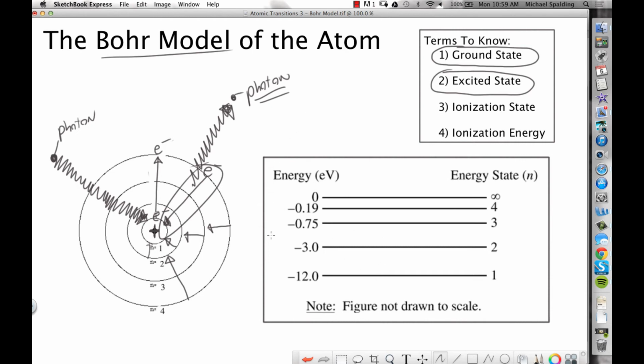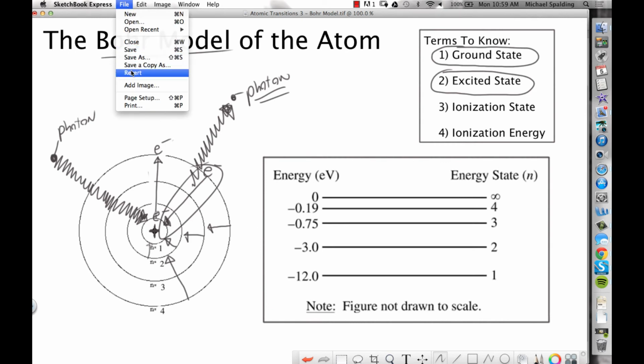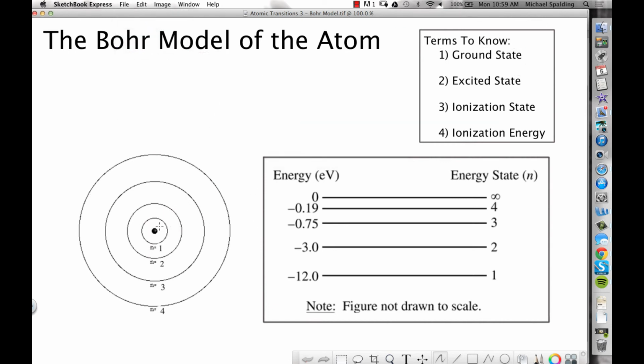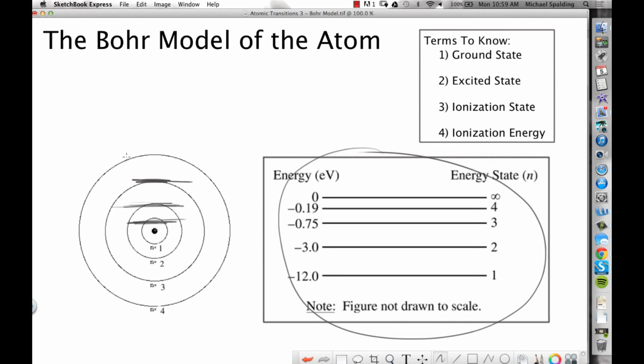Okay? Now, on the AP test, they're not going to give you diagrams like the one on the left. They're not going to do it this way. They're going to give it to you like this. And I want you to realize this diagram on the right is the same as the one on the left. Ready? Here's the first energy level, second energy level, third energy level. See that? Simple.